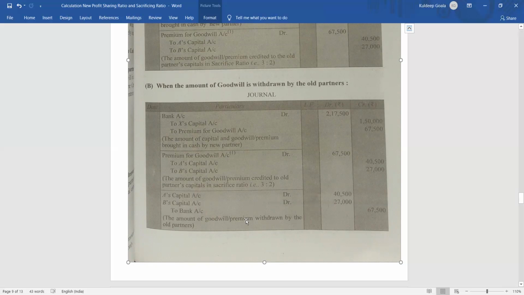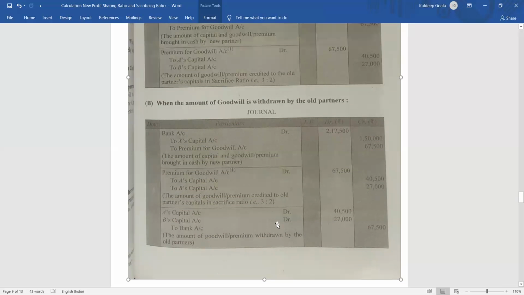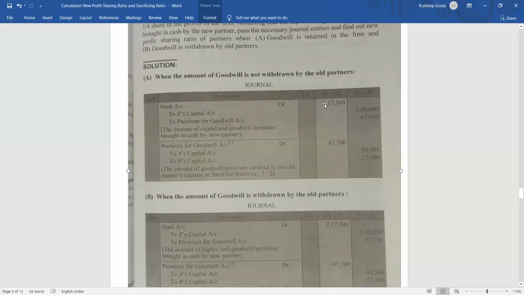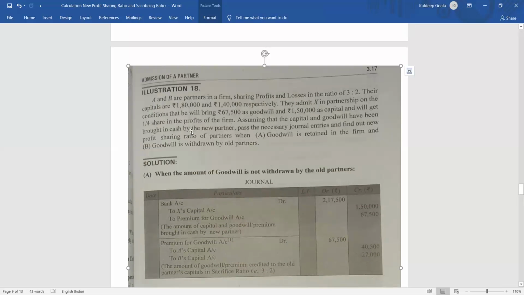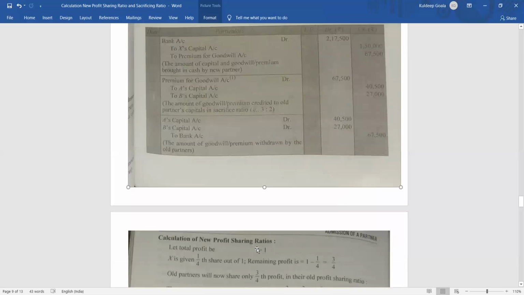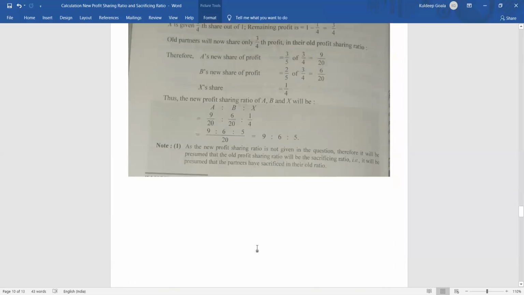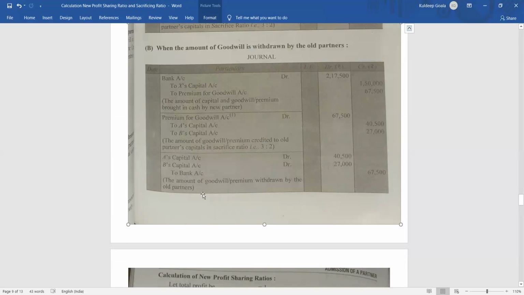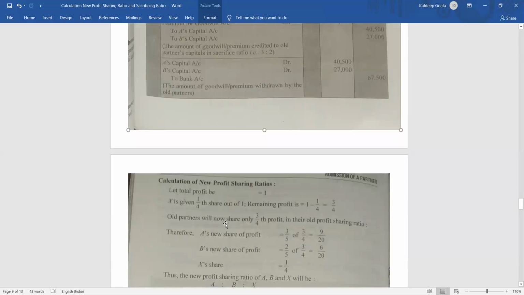Or you can write to cash account also. Here they are mentioning bank. If you write cash, it will not be wrong, but 2,17,500 shouldn't be brought in cash. The question has told cash here, so I was referring to cash. If you write bank, it will not be wrong, because the amount is very huge. Clear? So this is how you are going to withdraw the amount. Now we will go to the next question.